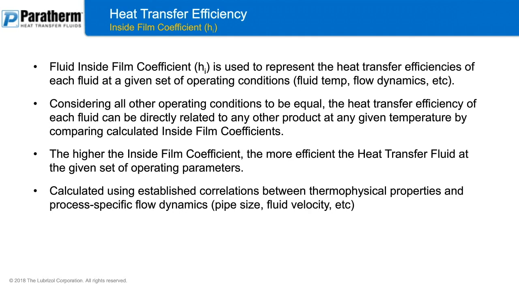You know that. We already talked about conditions of the system. You know those things. You can apply the data of each fluid at those specific operating conditions and determine by the data which fluid is going to offer you better heat transfer efficiency. Okay, so a fluid with a higher heat transfer efficiency is going to be considered to be superior and give you better performance over the long run. The higher the inside film coefficient, the more efficient the fluid is. And these are calculated based on thermophysical properties, and we'll go through which the important ones are, and process-specific flow dynamics, like the pipe size, fluid velocity, temperatures, etc.